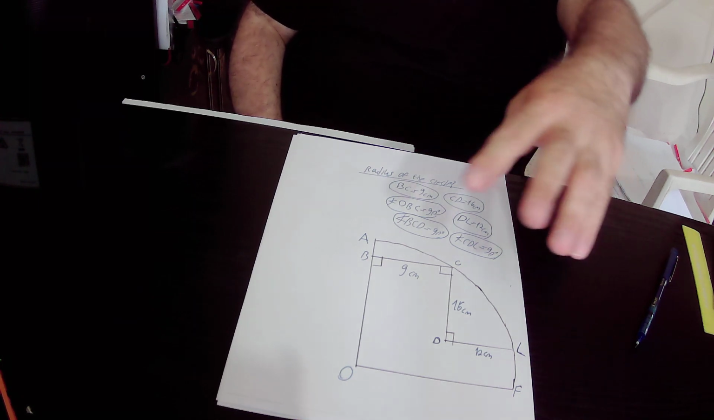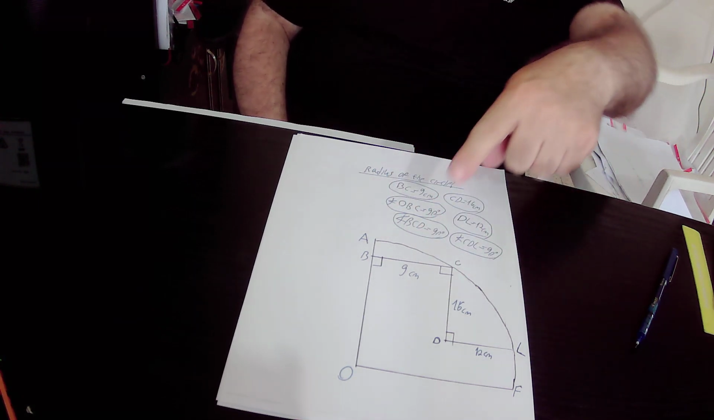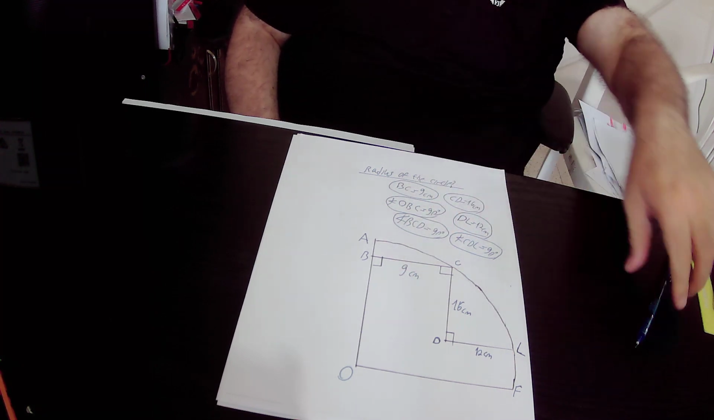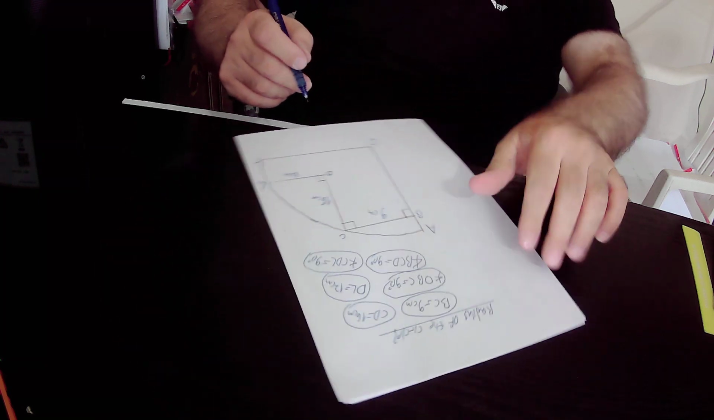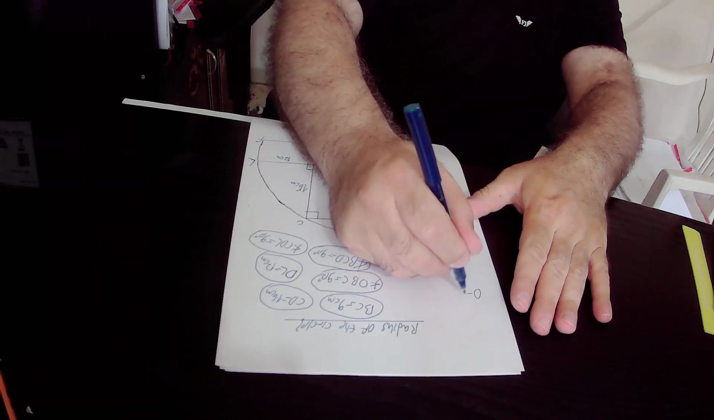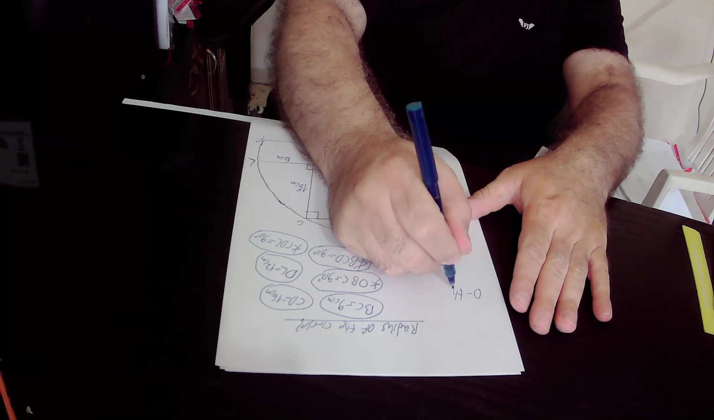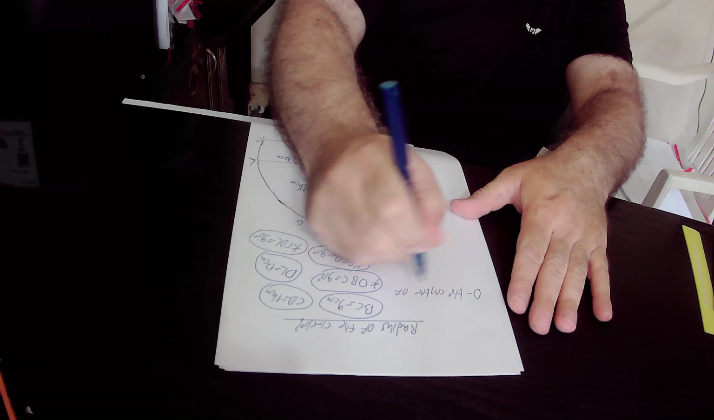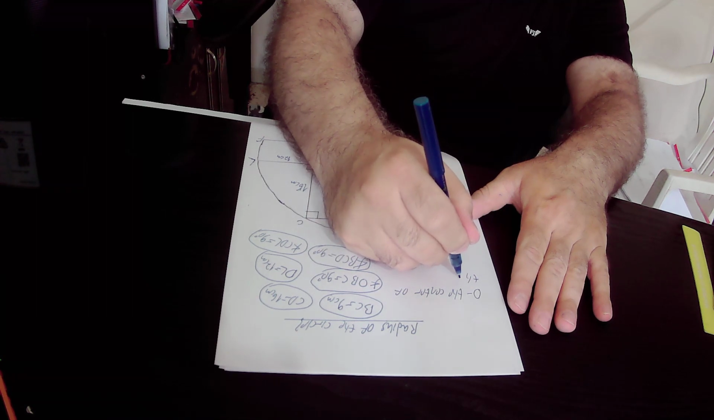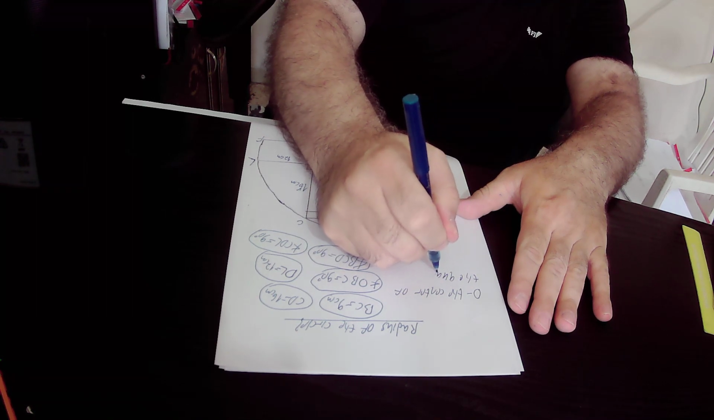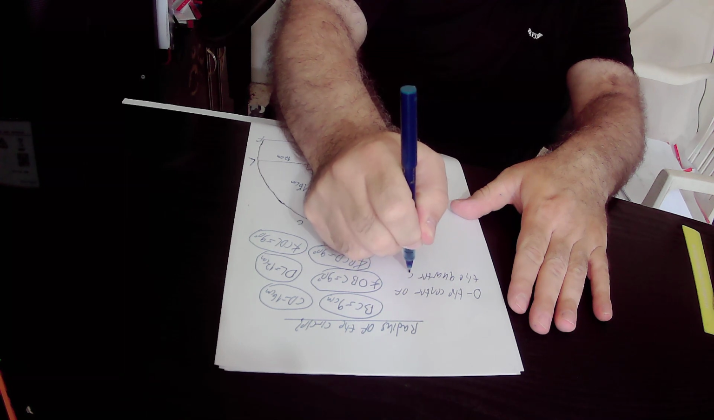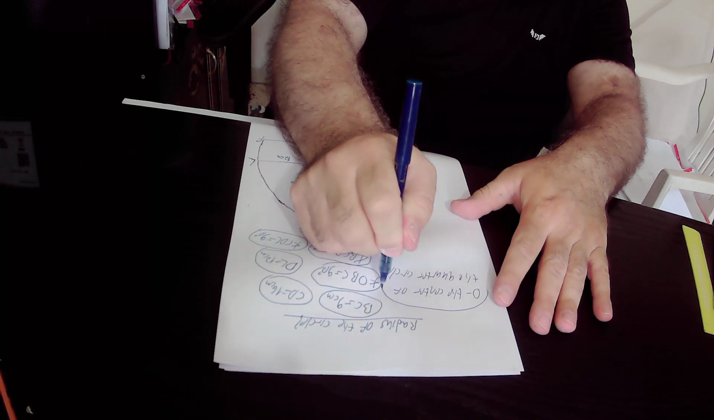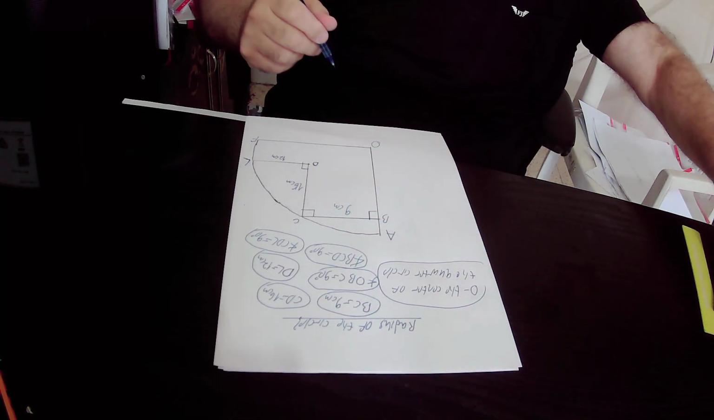Because this is a quarter circle, it means that point O is the center of the quarter circle. So I'll write it down: point O is the center of the quarter circle.